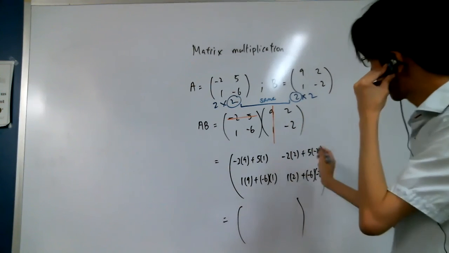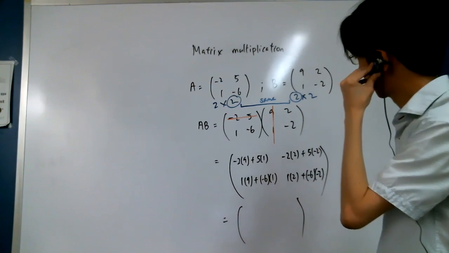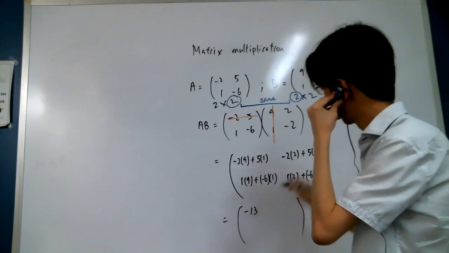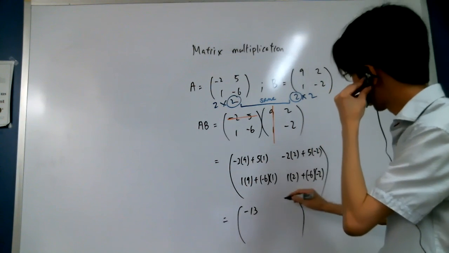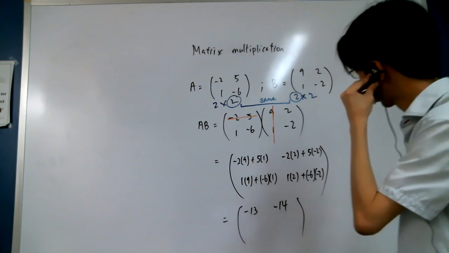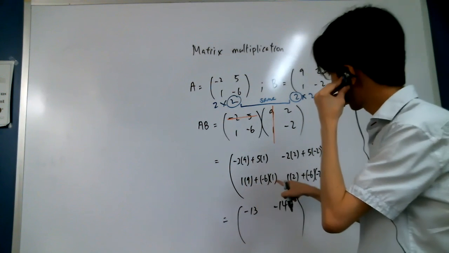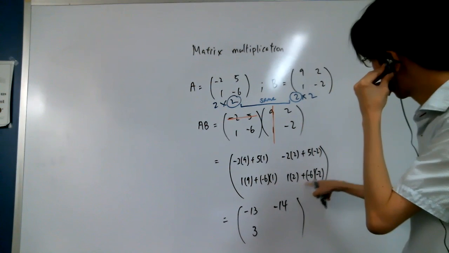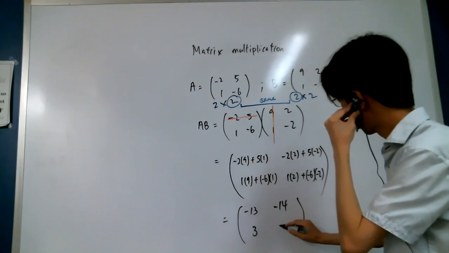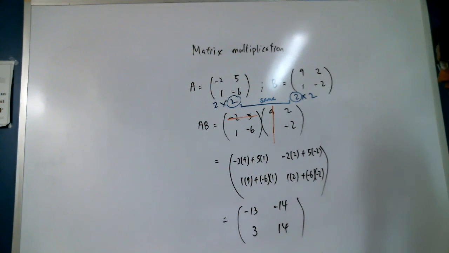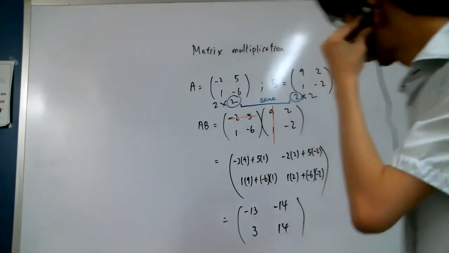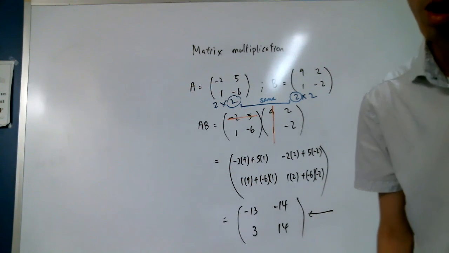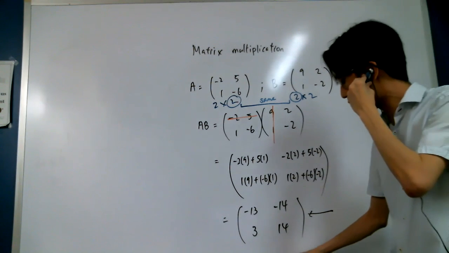So once you're done with that, then you can evaluate all the elements inside the matrix. So minus 18 plus 5 will give you minus 13. Minus 4 minus 10 will be minus 14. 9 minus 6 will be 3. And finally, 2 plus 12 will be 14. Okay, so this one will be the resultant matrix. Okay, this will conclude the topic for matrices.